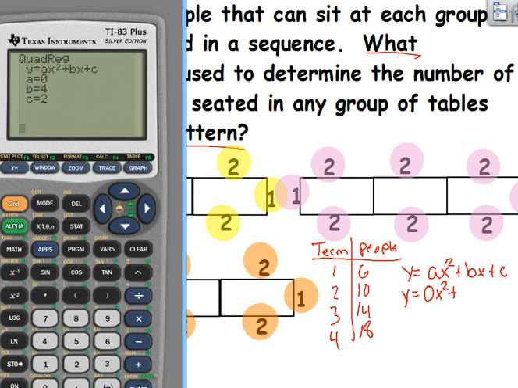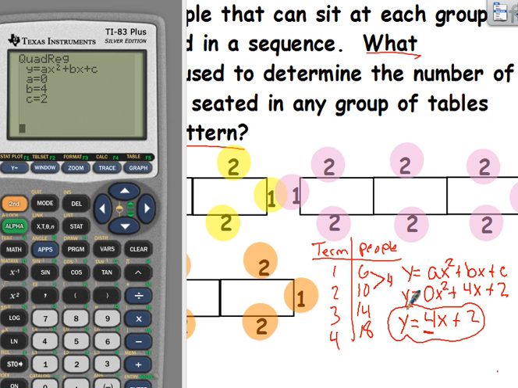Okay. So our B is replaced with a 4 and our C is replaced with a 2. And so our equation is y equals 4x plus 2. And I knew that I didn't have the right thing when I looked at the difference between 6 and 10, because the difference is 4, so I should have had a 4 there. And that's what caught my eye. So we have y equals 4x plus 2 is the equation for this pattern.